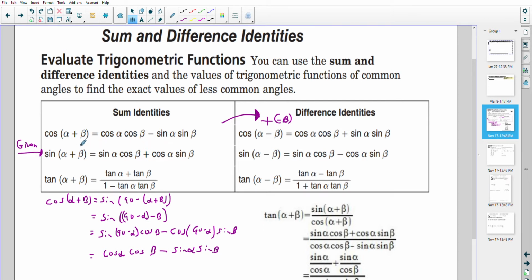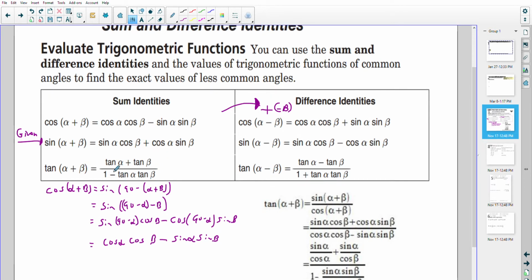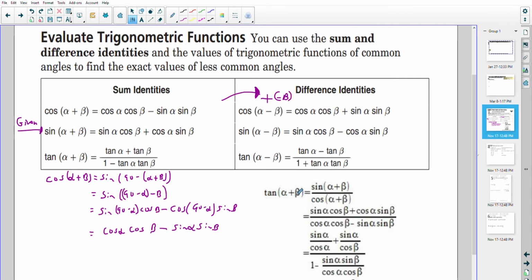Again, you could do the difference of cosines by substituting in a minus beta, and we put that in again. This becomes positive, this becomes negative, and you would see the sign change on the other one. Now the tangent is formed by simply putting the sine of the sum over the cosine of the sum. And when you substitute in, you get this expression.